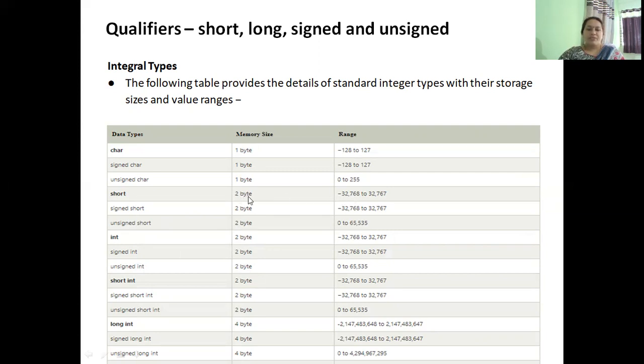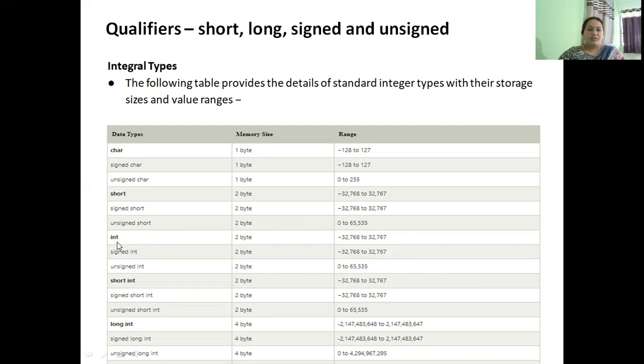The range: 2 bytes means 16 bits, and 2 power 16 yields 65,536. Since by default short int can take both positive and negative values, the range of short int is minus 32,768 to plus 32,767. It is the same for signed short, since signed can take positive and negative values. Whereas if it is an unsigned short int, the range is 0 to 65,535.